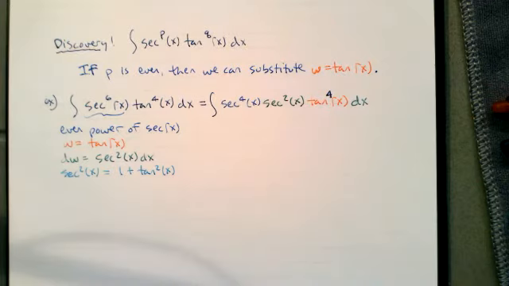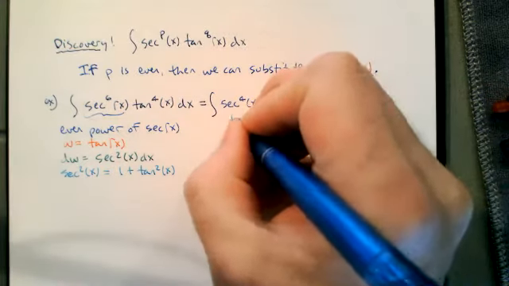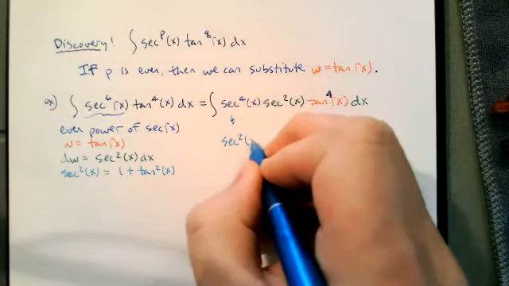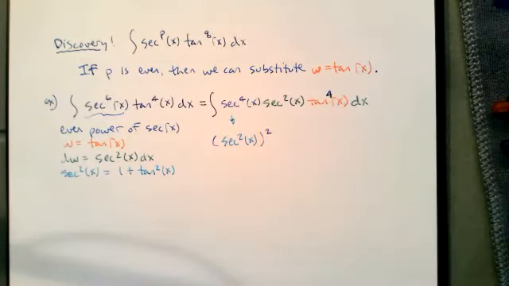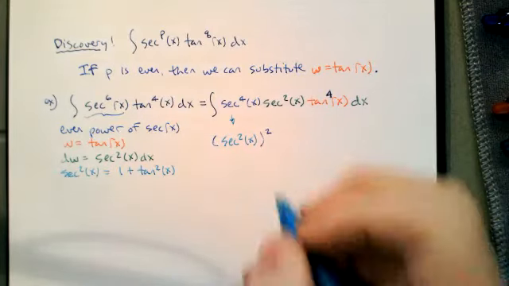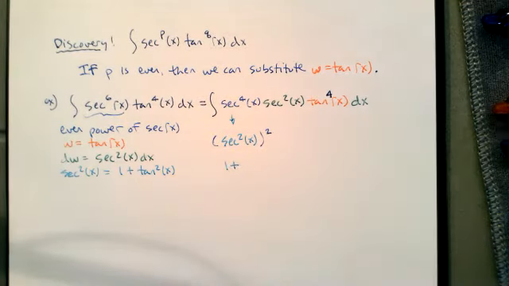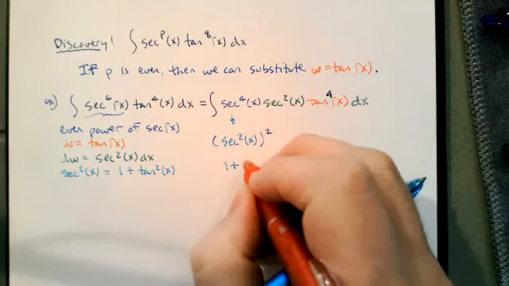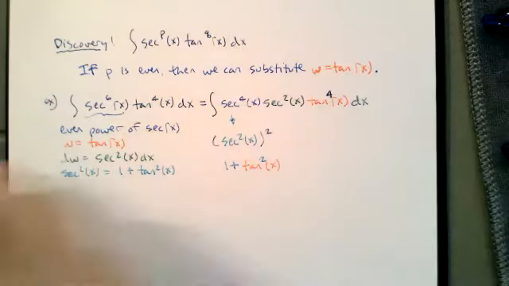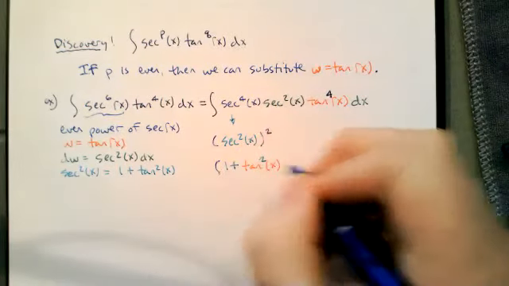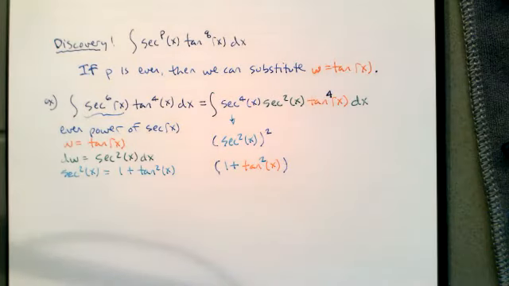Secant to the 4th x is just secant squared x, squared. This is good because secant squared is 1 plus tangent squared. So this is just going to be a 1 plus tangent squared, which is going to get replaced with w. Oops, and it's being squared.